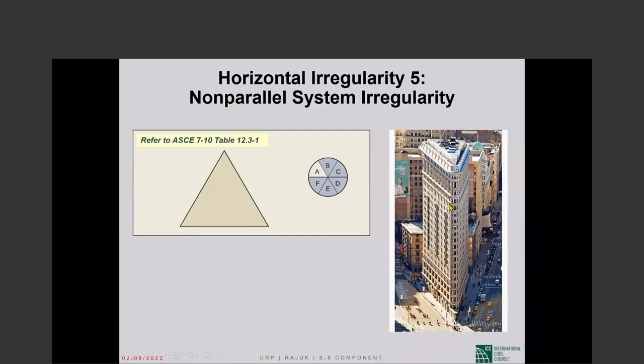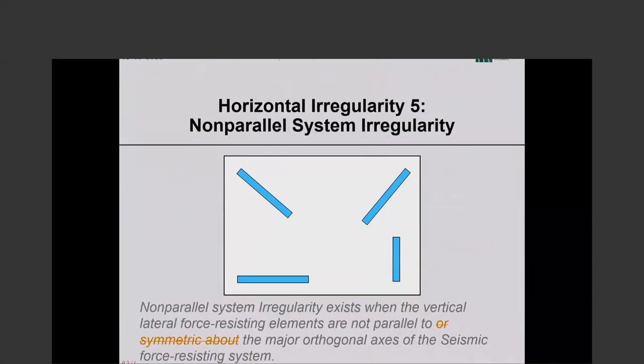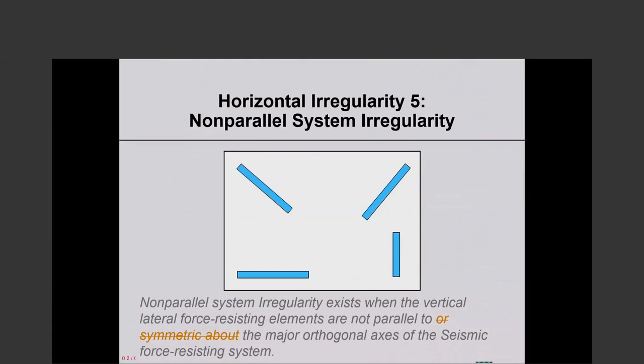This building, I do not know what the system is, but if you have a triangular shear wall in a building, that would be a non-parallel seismic force resisting system. So the definition is: non-parallel system irregularity exists when the vertical lateral force resisting elements are not parallel to the major orthogonal axis of the seismic force resisting system.